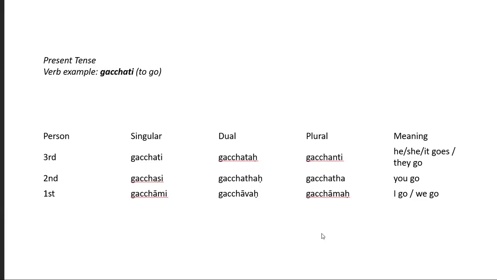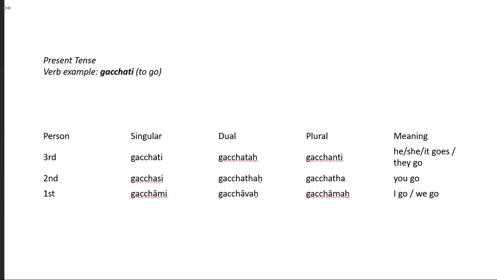Why by heart? Because if you know it by heart, you will recognize the word when you see it in a text or when you hear it in a text. Otherwise, if you are trying to understand or to read a text, you'll all the time have to go to the charts when you see a verb.